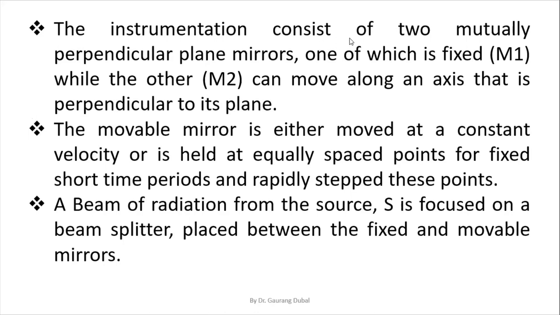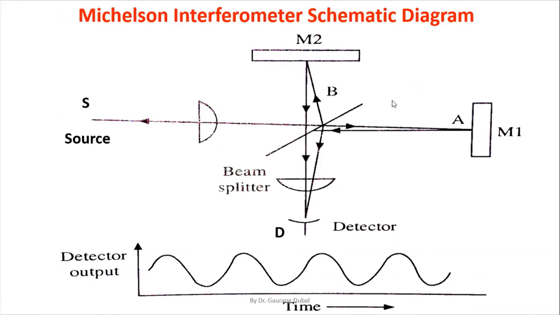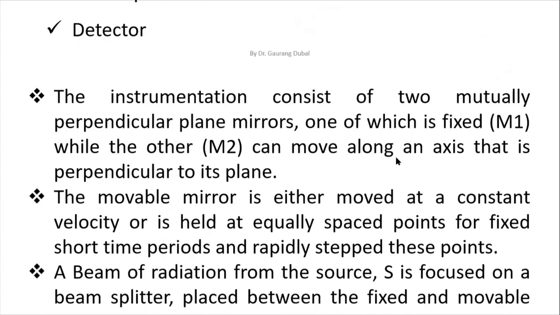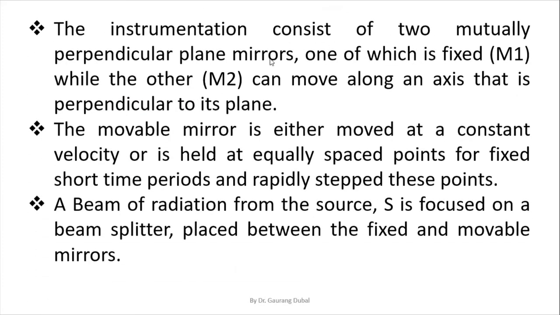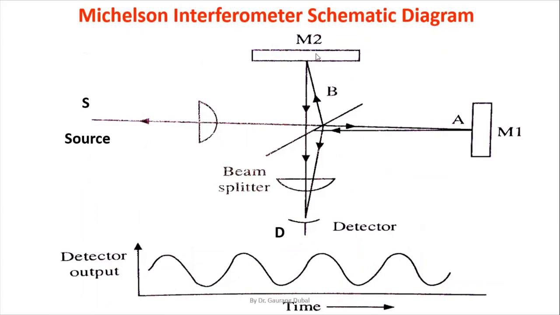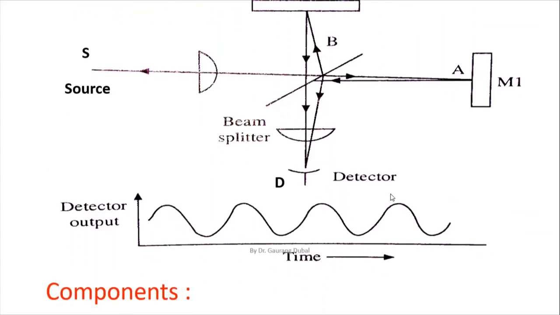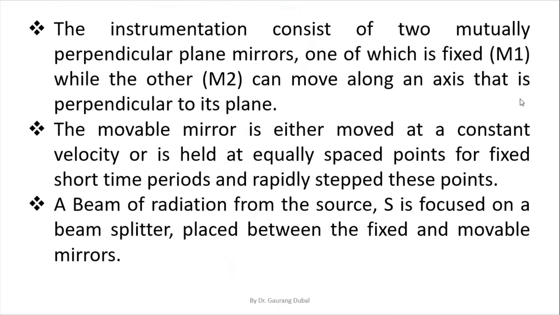The instrumentation consists of two mutually perpendicular mirrors. See the angle between M1 and M2, that is 90 degrees, right? So it is called perpendicular. One is fixed, M1, another is moving, that is M2. It moves only on one axis. वो जो मिरर है वो एक्सिस पे ही मूव करेगा, M2 है वो इसी एक्सिस पे मूव करेगा, आगे जाएगा पीछे जाएगा, इस तरह से मूव करेगा, right? Move on an axis that is perpendicular to its plane.